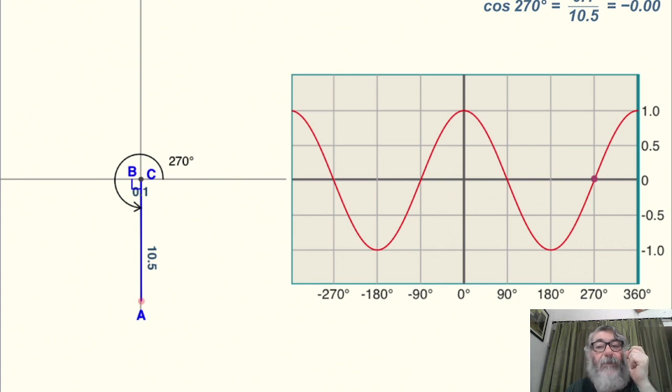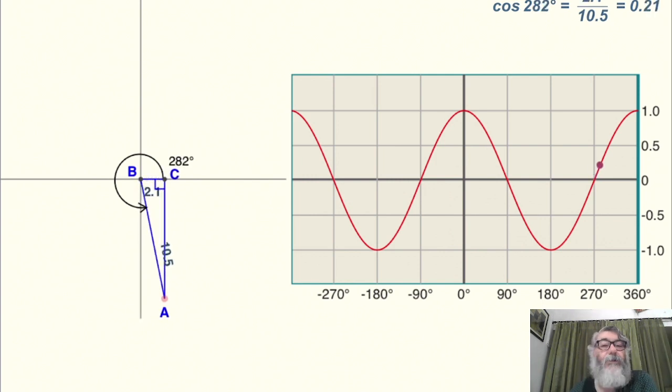Now we are stationary on the negative side of the y-axis, or y dash, and you can see the stationary position of the red dot on the curve, which is at 0. And if I start going into the fourth quadrant, the only thing which is negative is perpendicular.